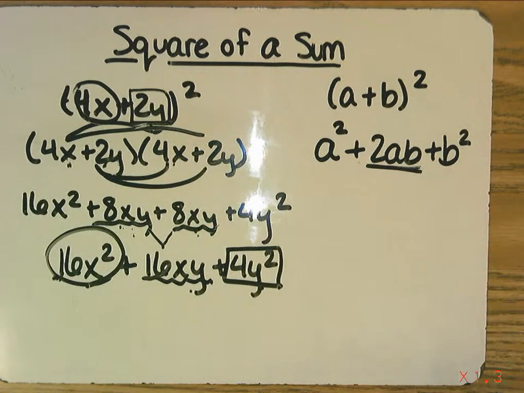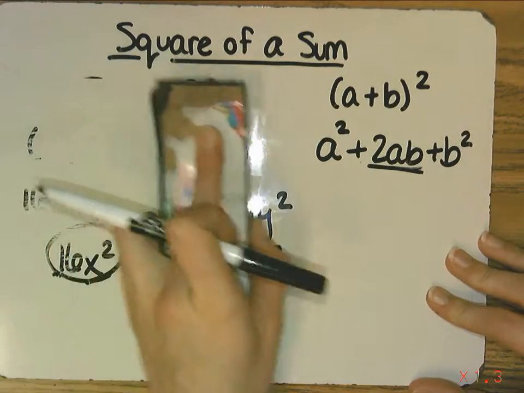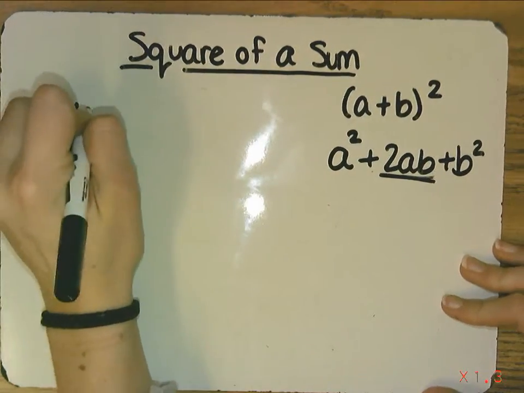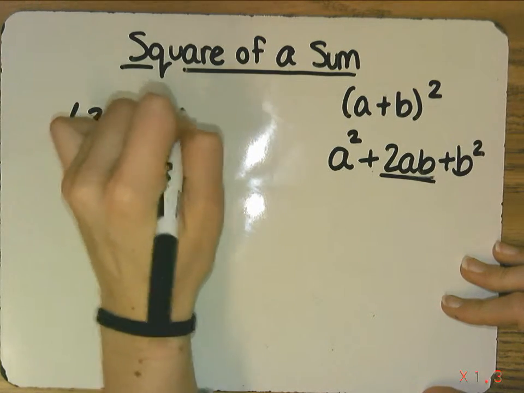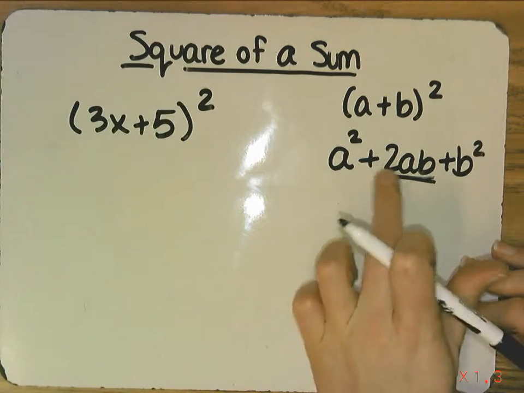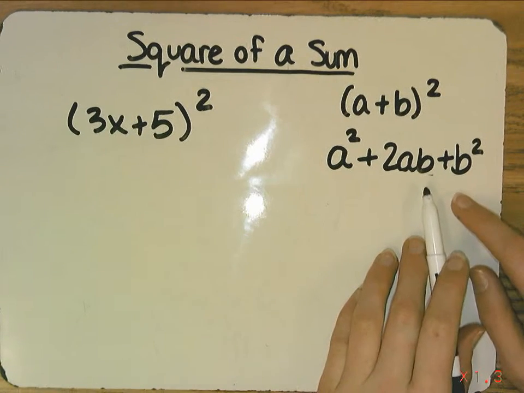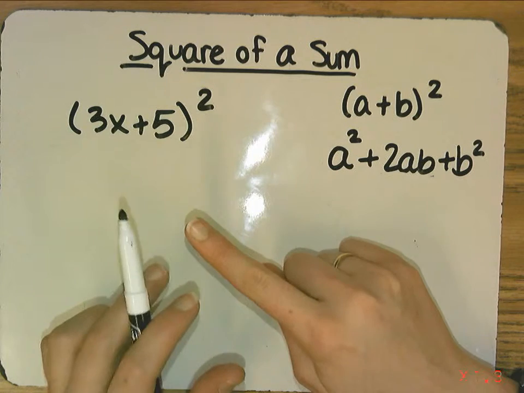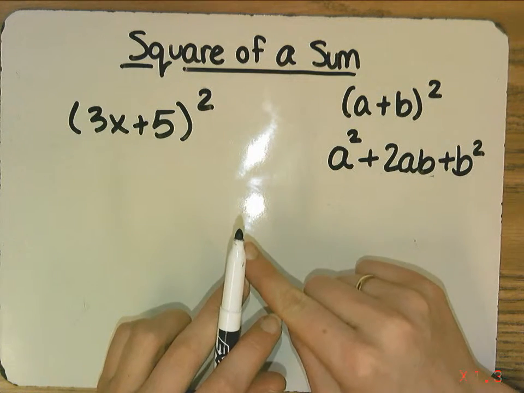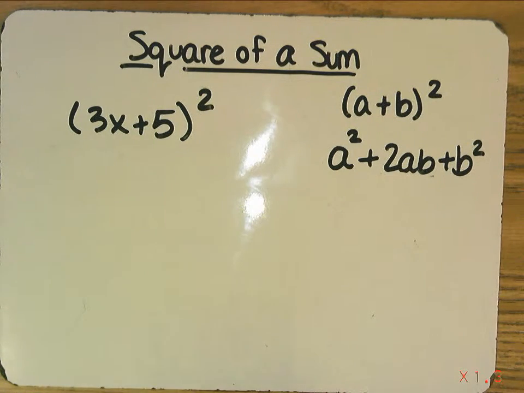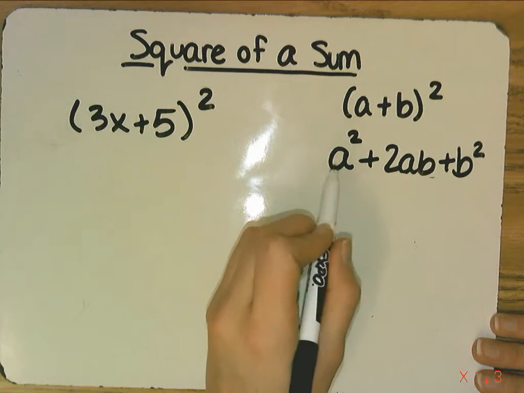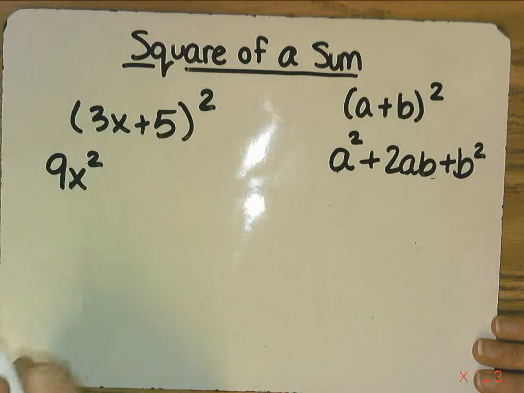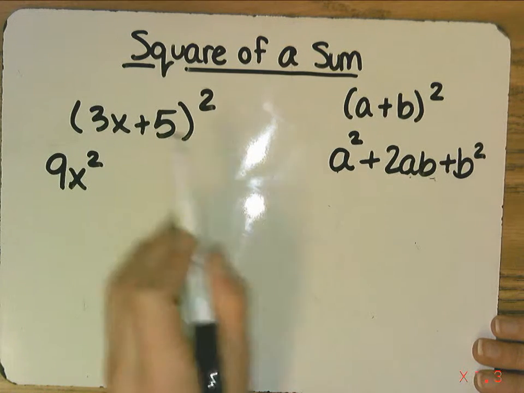So let's try this out on a different example. Let's say I have (3x + 5) squared. I'm going to use my shortcut to save me some time. So I'm not going to have to rewrite 3x + 5 times 3x + 5 and FOIL it and combine like terms. I can look at this and say, okay, I need to square the first term. That would give me 9x squared. I'm going to multiply my two terms.